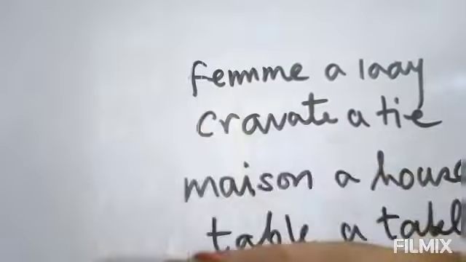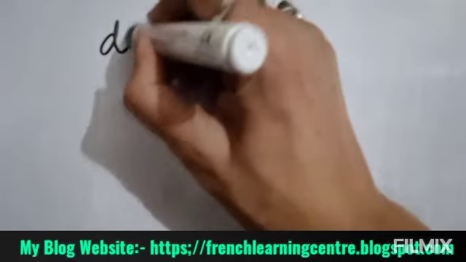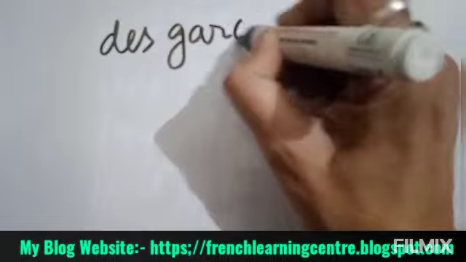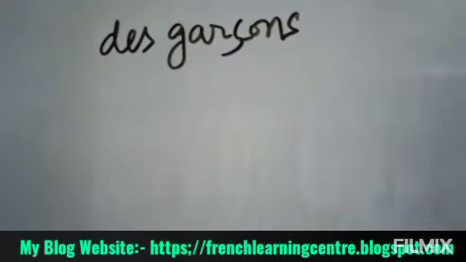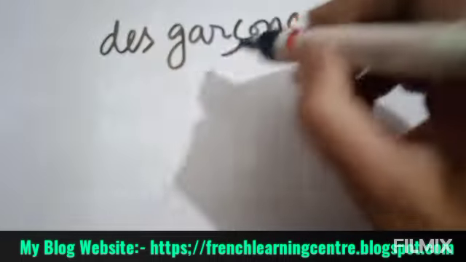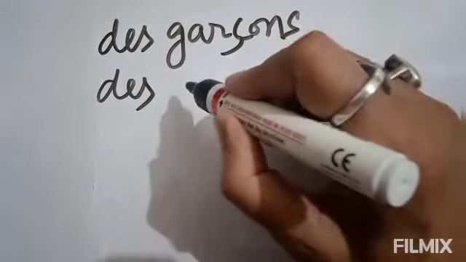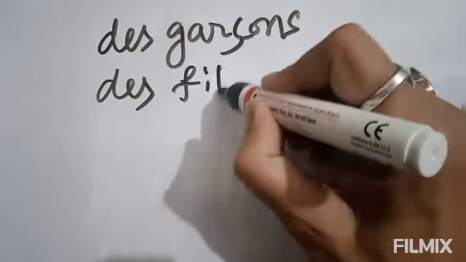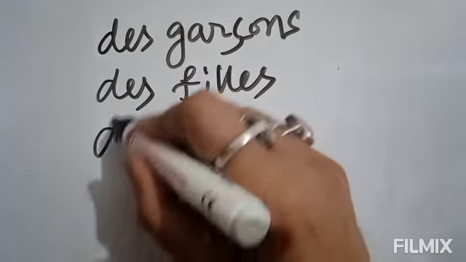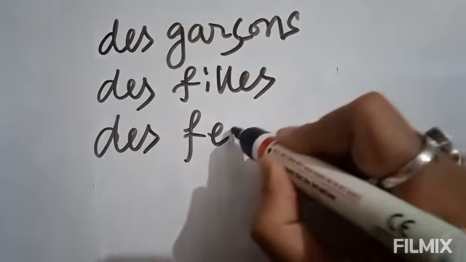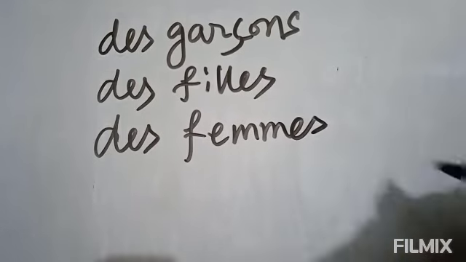I am coming to the next topic: how to make the plural. Des garçons, the example, plural. Des garçons means boys. Garçon is boy, des garçons, boys. This is the indefinite article in plural. For masculine and feminine, in both cases you can use des. Des filles, girls. Des femmes, ladies.